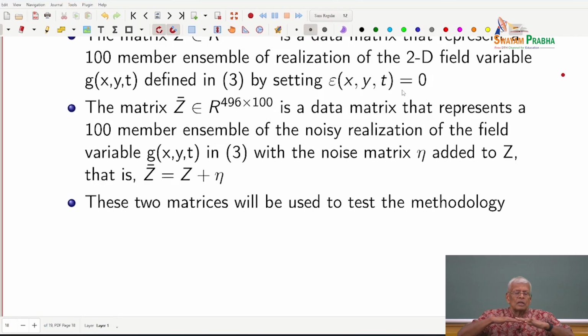We can talk about such distributions of physical quantities. The physical quantities are called field variables. So it could be temperature, pressure, amount of rainfall in each of the grid points. It could be concentration. It could be many things of interest in applications. So Z bar is a data matrix of the same size with noise corrupting the signal. These two matrices will be used to develop or test the methodology.